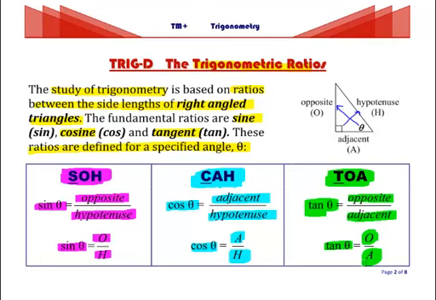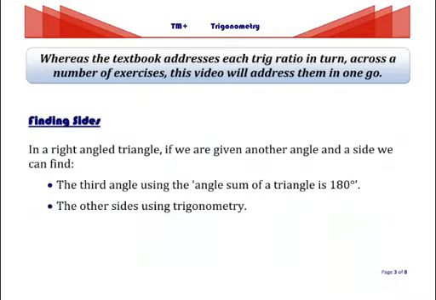Now note, these never change. They always stay like that. So remember SOHCAHTOA, and you can't forget your trig ratios. Sine, opposite over hypotenuse. Cos, adjacent over hypotenuse. Tan, opposite over adjacent. Okay? Now, whereas the textbook addresses each trig ratio in turn across a number of exercises, this video is going to address them all in one go. Okay, so we're going to start by looking at finding sides.